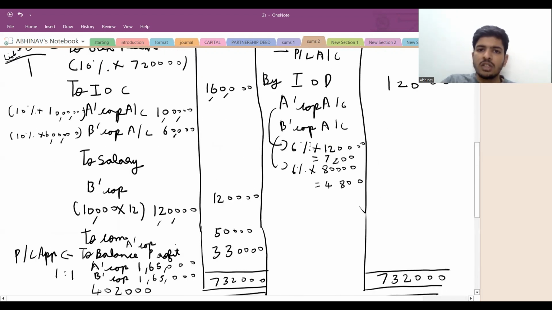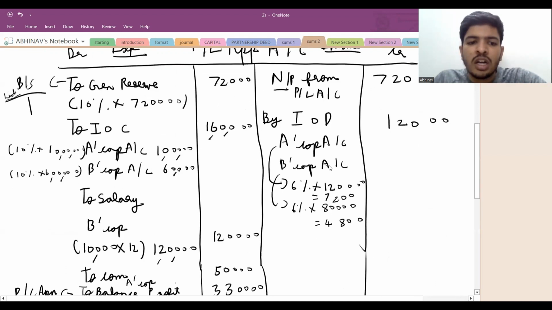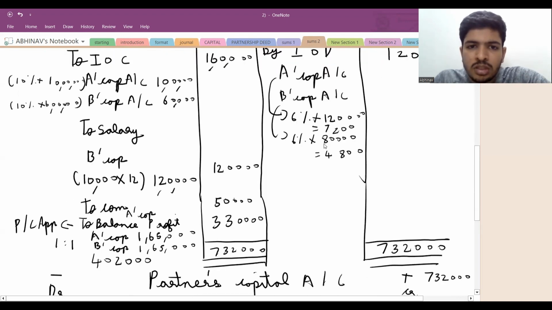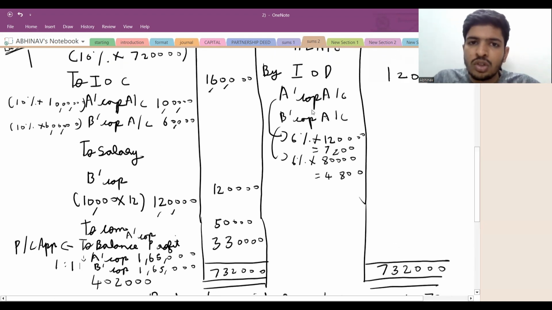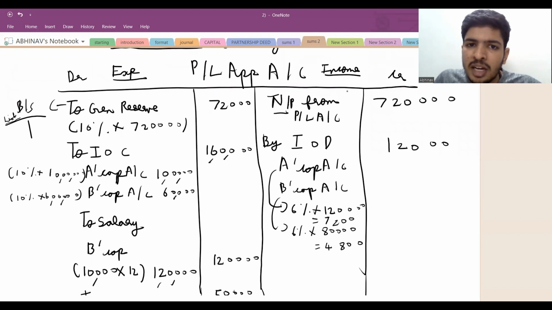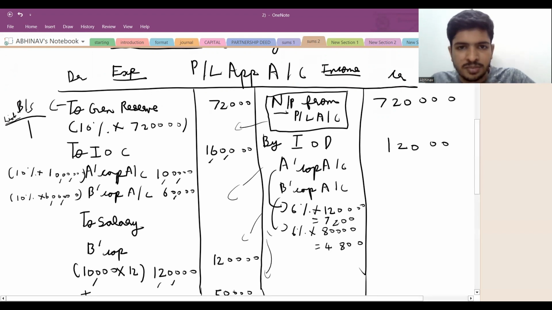Then is anything left? Yes, drawings. We'll come to the credit side here. Net profit is already from the P&L account, so this will not come anywhere. This will just be transferred to the P&L appropriation account. And this net profit is completely distributed among all these items. Finally, the balance is transferred to the partners' capital account as their balance profit. So this net profit is completely eliminated, and it's completely distributed between the balance profit and this. That's what it essentially means.